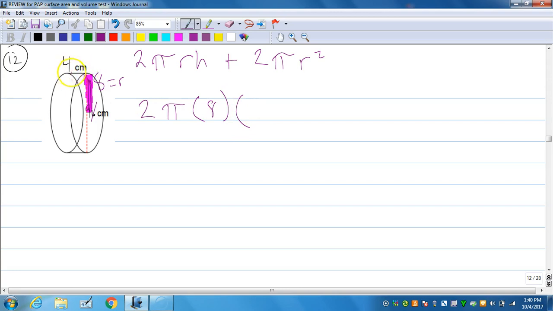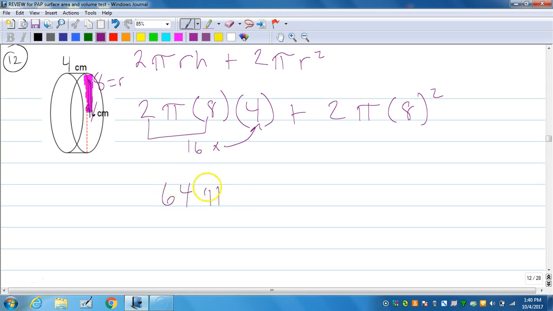How tall is this cylinder? 4. Plus 2 times pi times the radius, which is 8, and it's squared. Just do it in your head or use a calculator, it's faster. 2 times 8 is 16, and then 16 times 4 is going to give you 64. Bring down the pi symbol. Bring down the plus sign.